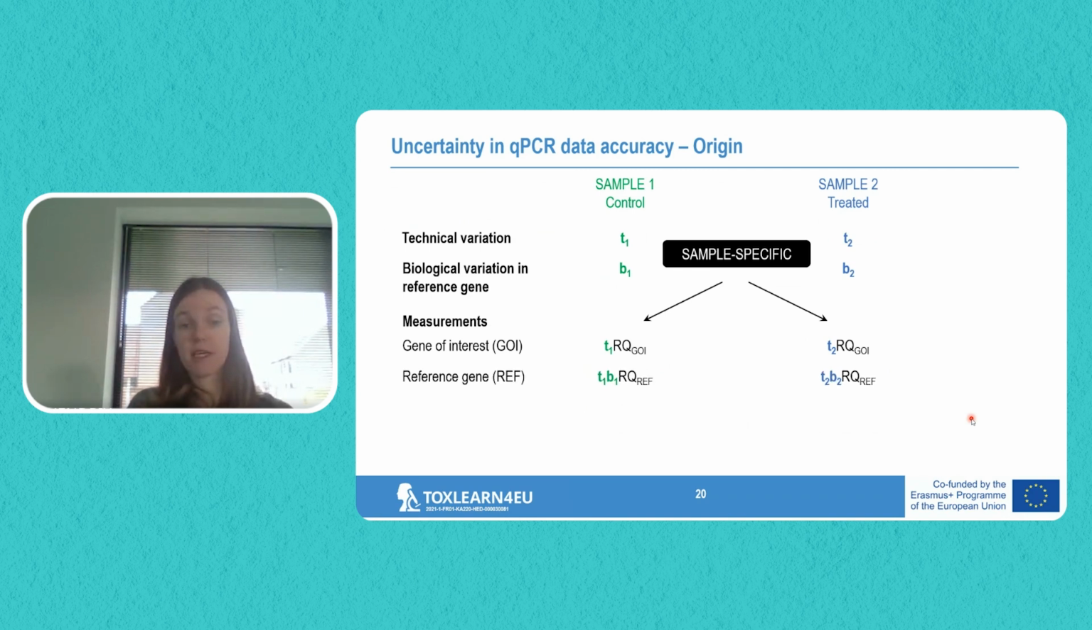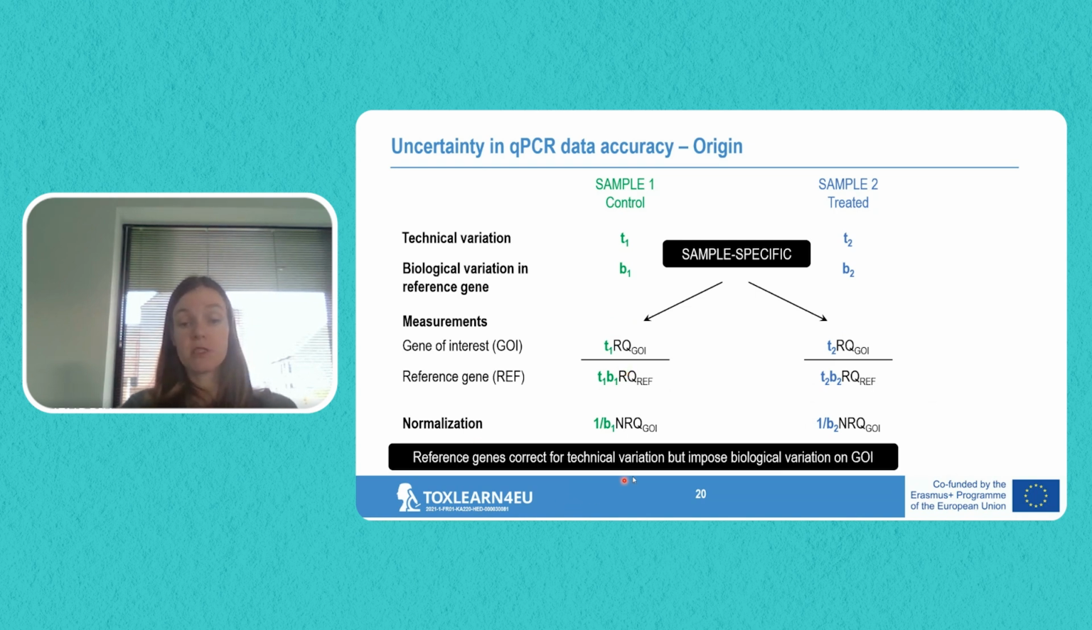So in this case, when we make the calculations, we will correct for the technical variation, because we divide here T1 by T1 and T2 by T2, which means that we will completely take out any technical variation, but we kind of correct too much, because we're also correcting for this biological variation in the reference gene. And this is actually not what we want to do, but we cannot avoid this. So the reference genes correct for technical variation, which is a good thing, but they also impose biological variation on the gene of interest. And this is something you would actually want to avoid.